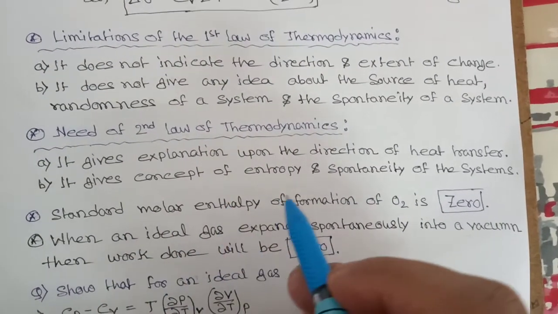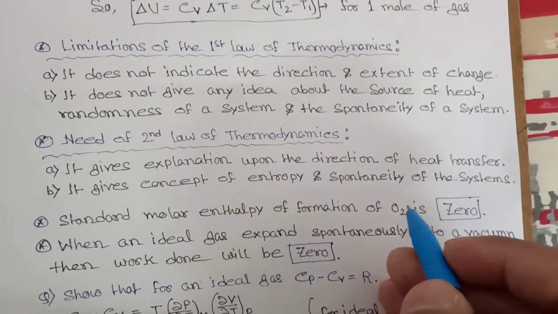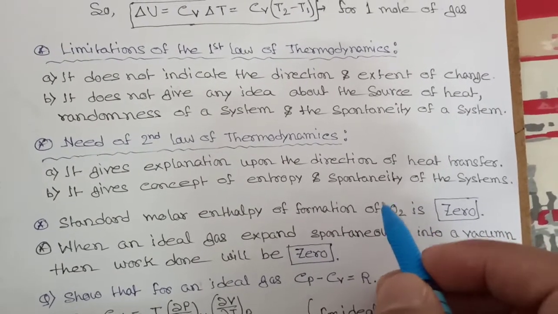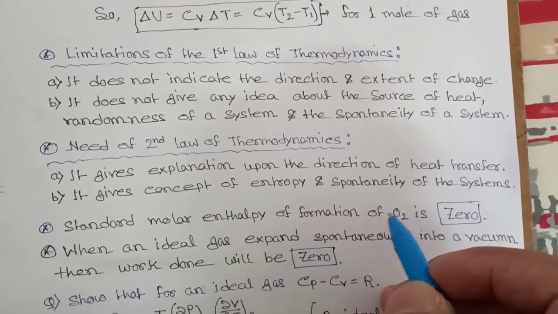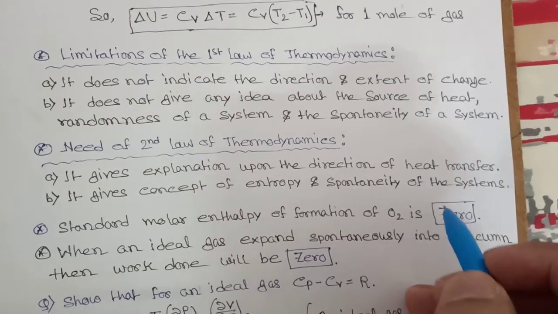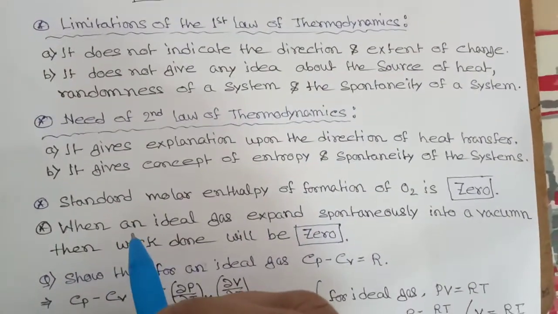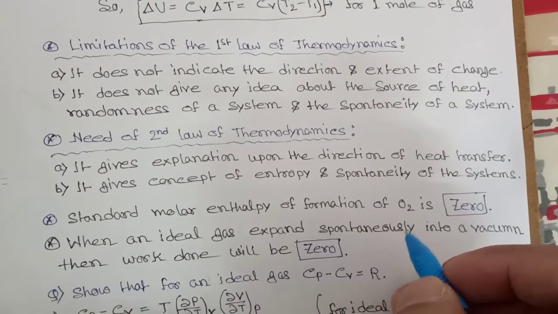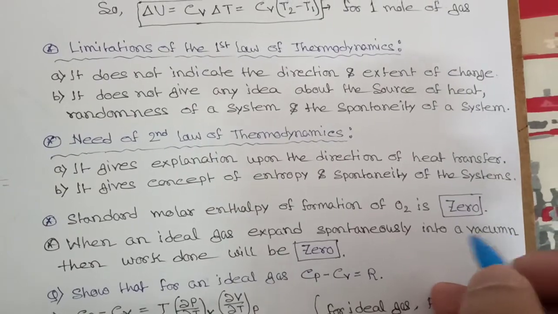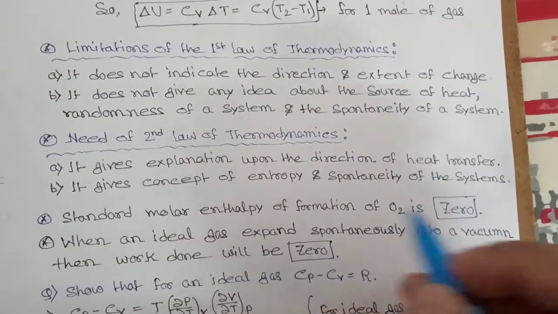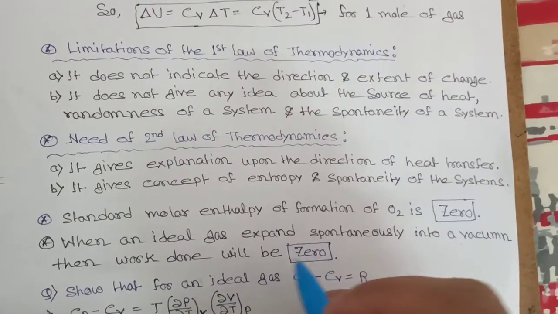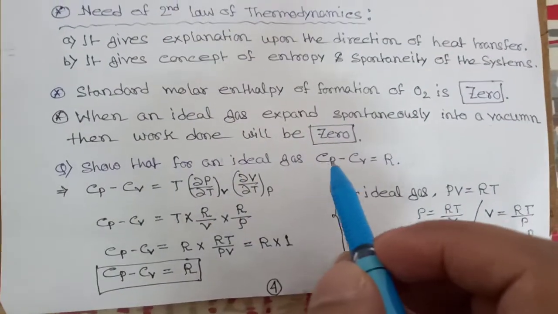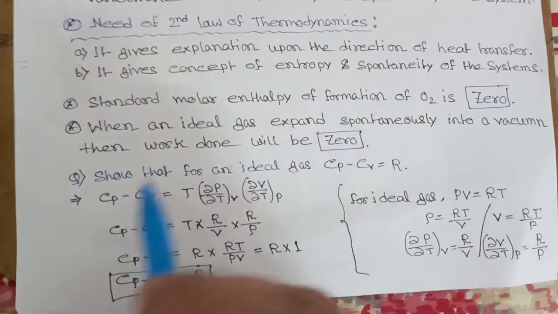Now one MCQ question is there. The standard molar enthalpy of formation of any substance which is present in its standard state, meaning oxygen or hydrogen or nitrogen or chlorine gas, will always be 0. And when an ideal gas expands spontaneously into a vacuum, then the work done will always be 0. So that Cp minus Cv is equal to R.